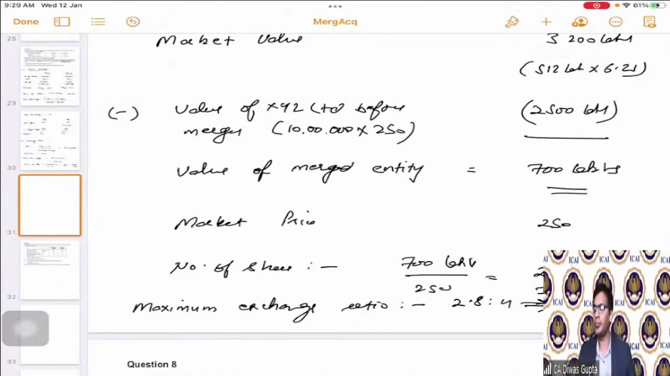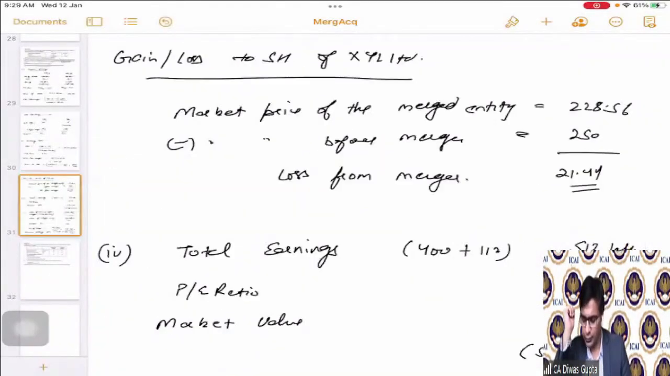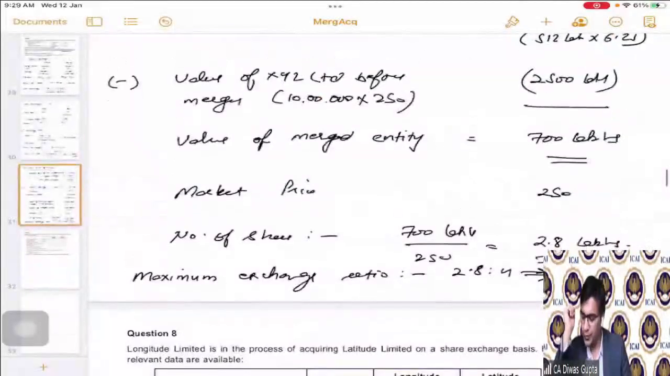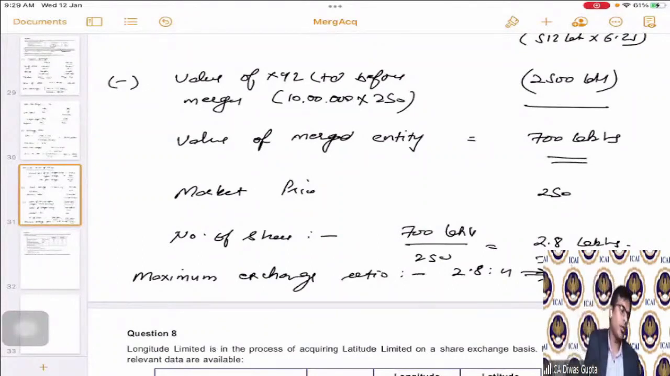Okay, students. Let us go to question number 8 now. I hope we have covered this question. Yeah, we can go to question number 8.